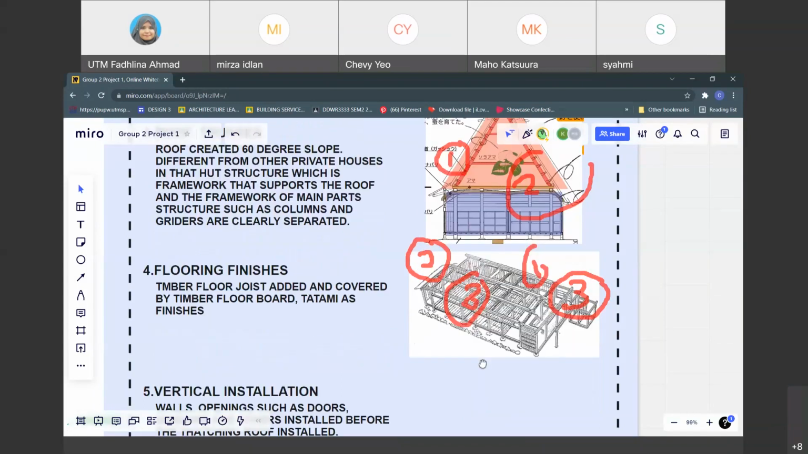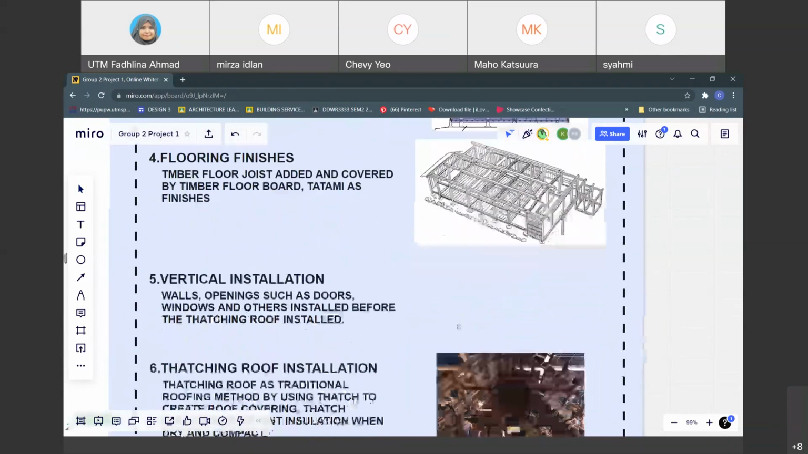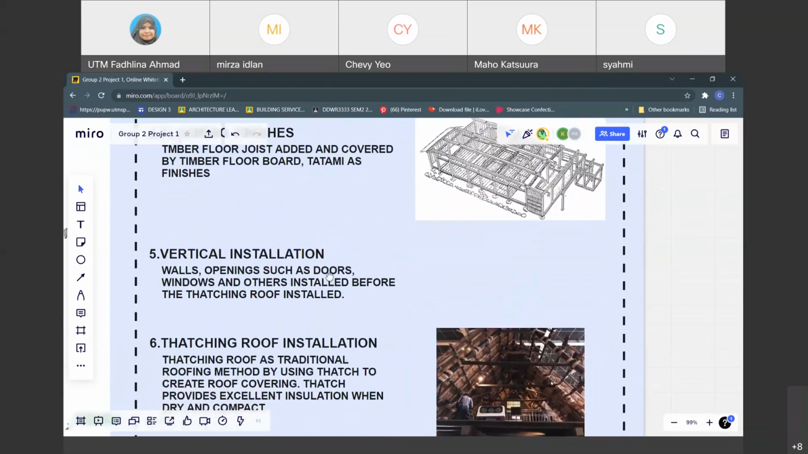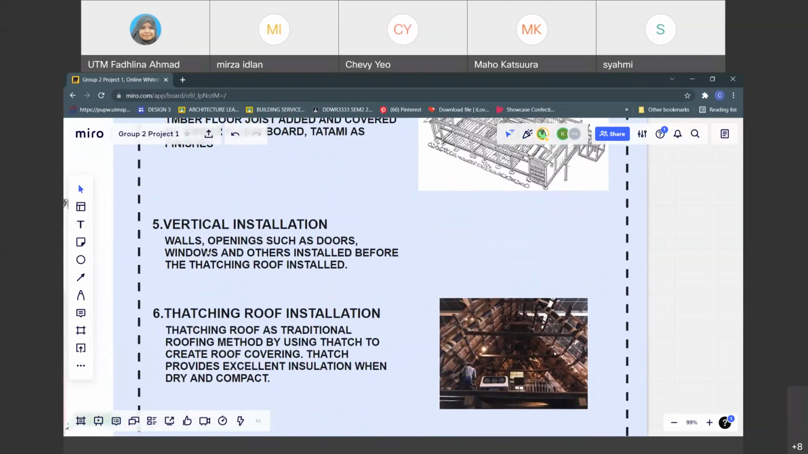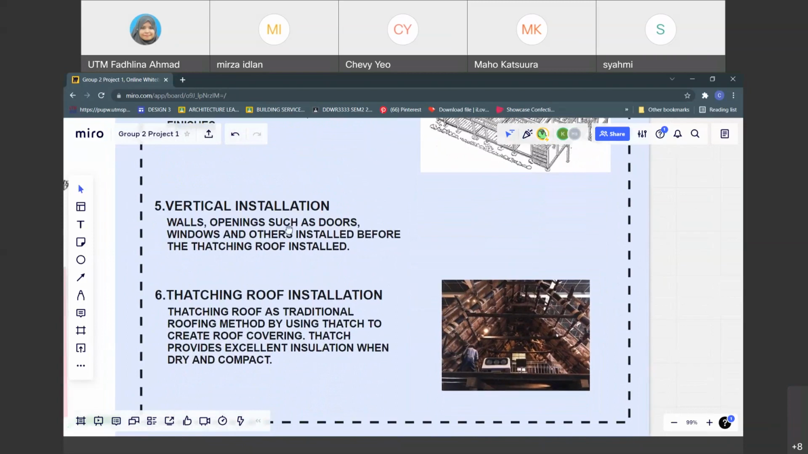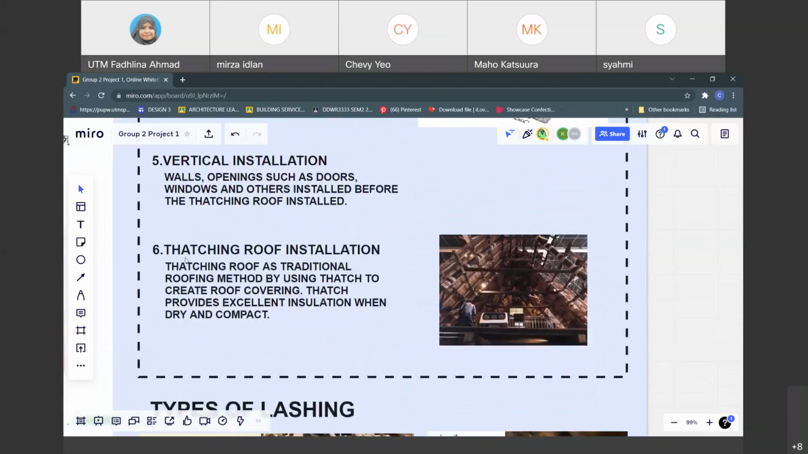Okay, then after that, for the vertical installation, the walls and openings such as doors and windows. And then the last one, they will finally add the thatching roof installation. This is the final one. As mentioned just now, the thatching roof is a traditional roofing. It is covered with thatch, so it's excellent for insulation when dry and compact.